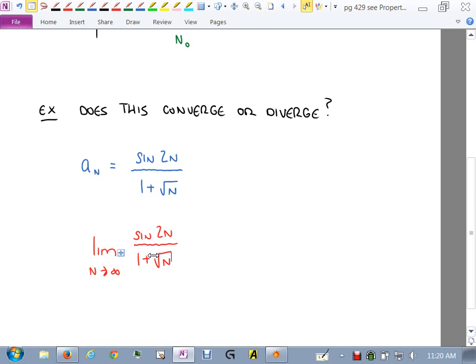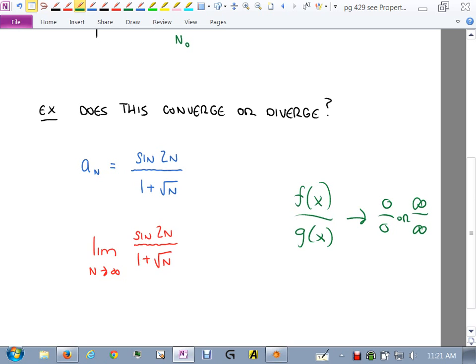Here's the problem. L'Hopital's rule works when you have two functions, right? L'Hopital says if you have a function divided by a function, and you take a limit going to 0 over 0 or infinity over infinity, then you can take the derivative of the top and bottom separately, and then figure out that limit.